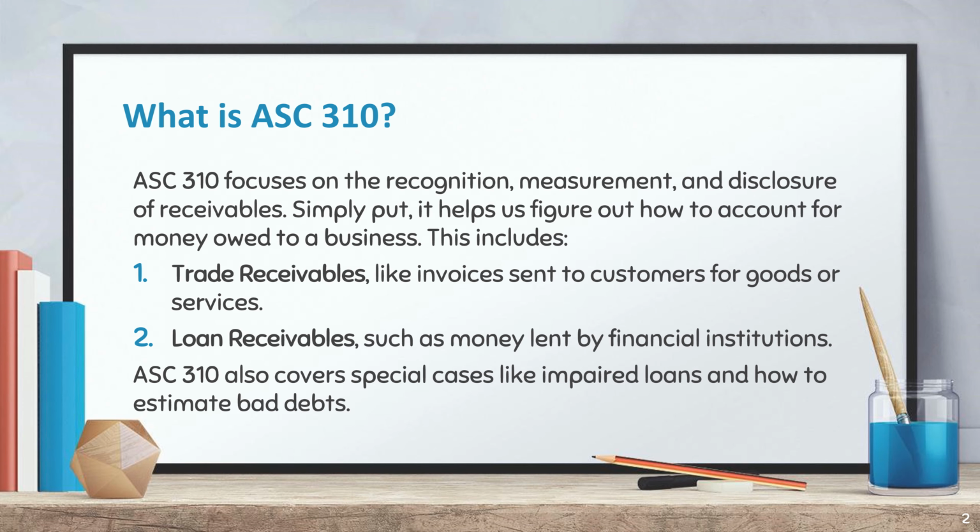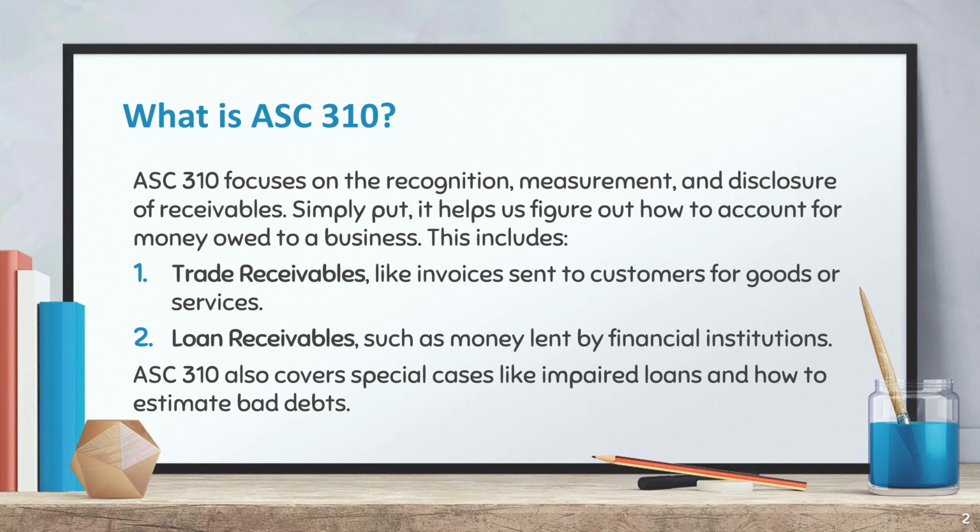ASC 310 focuses on the recognition, measurement, and disclosure of receivables. Simply put, it helps us figure out how to account for money owed to a business. This includes 1. Trade receivables, like invoices sent to customers for goods or services. 2. Loan receivables, such as money lent by financial institutions. ASC 310 also covers special cases like impaired loans and how to estimate bad debts. Don't worry, we'll get to that in a bit.